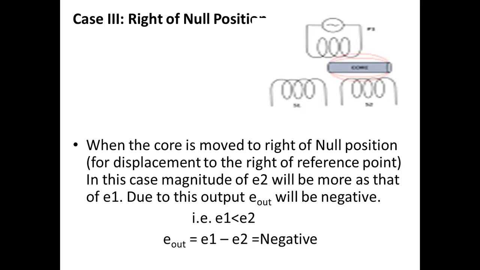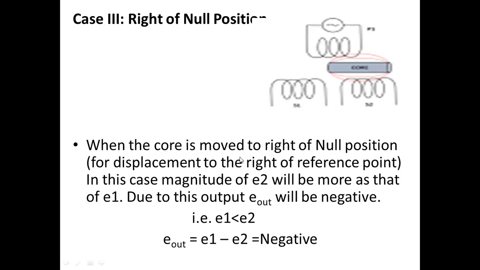So which is the induced EMF in S2? It is E2. So E2 is greater than E1. We know the output voltage formula is E1 minus E2. So E2 greater than E1 means the output will be negative. So we are going to get a negative output here.